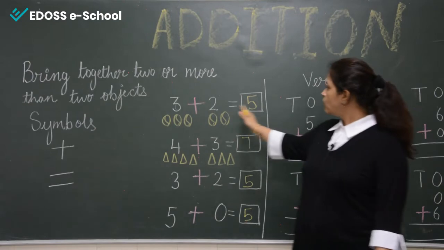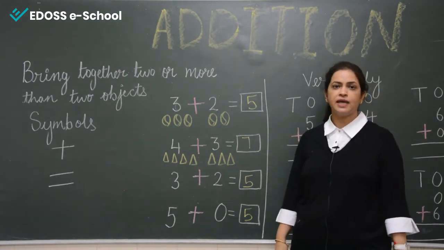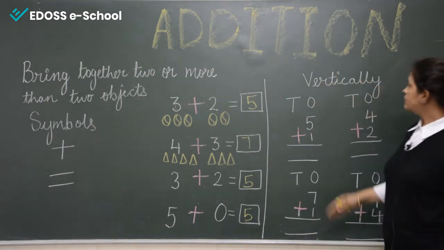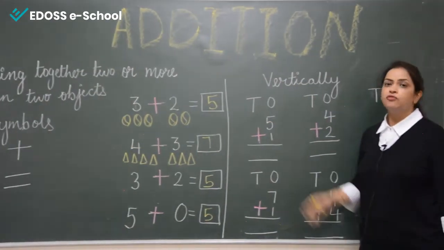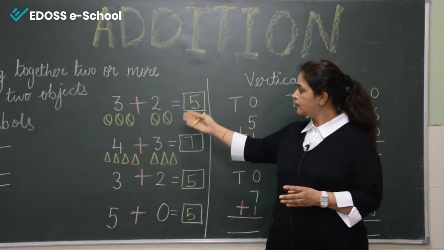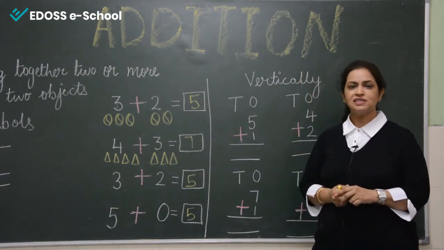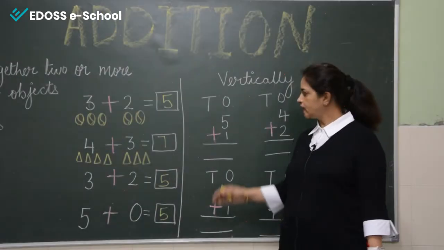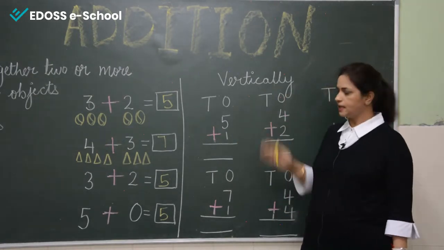Now this is one method of doing addition. This is the horizontal way of doing addition. And we can solve addition problems in vertical manner also. For this as well, you can use either drawing objects or you can use your magic fingers for doing addition. Okay, so let me show you how to do addition vertically.